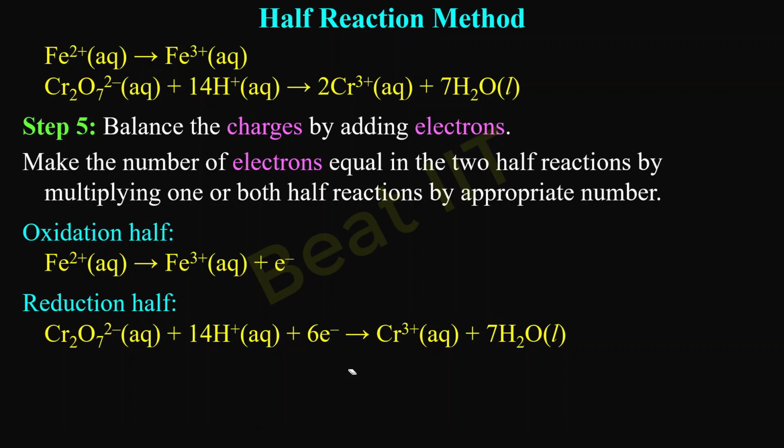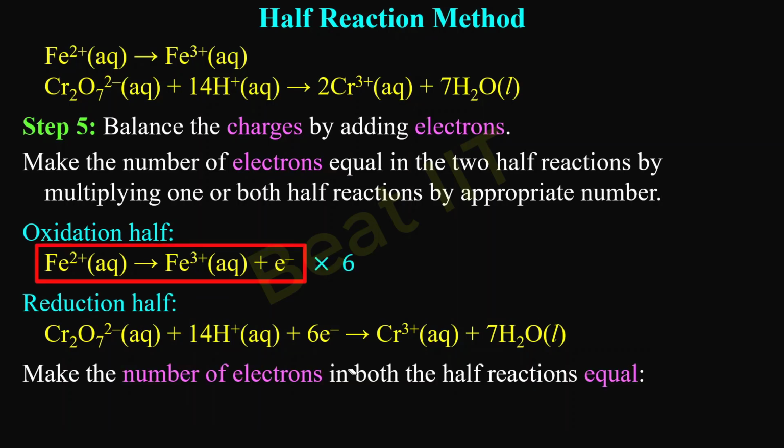Now to equate the electrons in both cases, you actually need to multiply the oxidation half by 6. If you multiply the oxidation half by 6, you will have 6 electrons here. Obviously at the same time you will have 6 Fe2 plus and 6 Fe3 plus as well. So when you multiply the oxidation half by 6, you will have 6 Fe2 plus gives you 6 Fe3 plus and 6 electrons. Now you have in the oxidation half 6 electrons on the right hand side, in the reduction half 6 electrons on the left hand side. Why are we doing it?